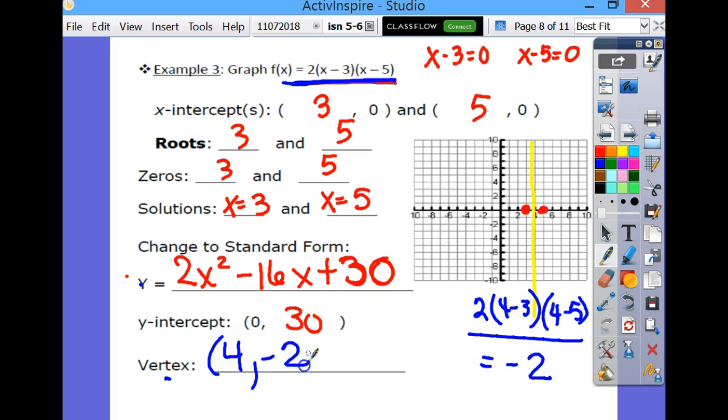And so that is going to be my vertex: 4 and negative 2, and so the parabola is going to go like that. How do I know the parabola is going to be pointing up? What's the A? This is the A. The A is positive, so it's going to be pointing up.